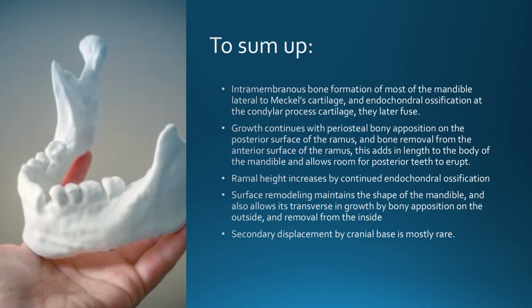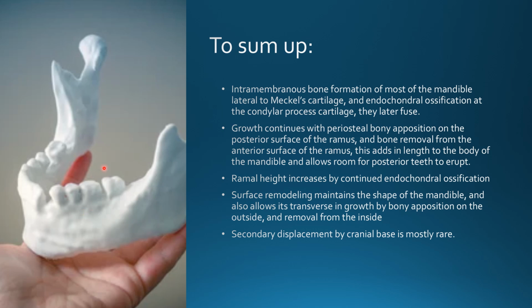So to sum the mandible up, we have intramembranous ossification that began lateral to Meckel's cartilage, and endochondral ossification around the condylar cartilage that occurs here, and then these two parts join. The endochondral ossification that occurs in the condylar process is what helps the ramus grow in height.